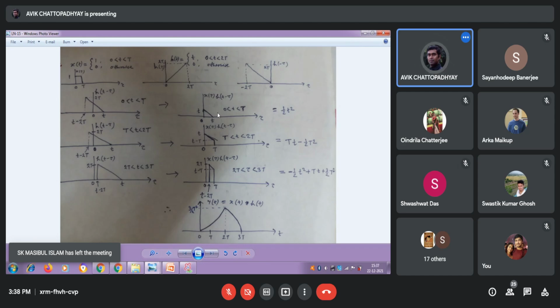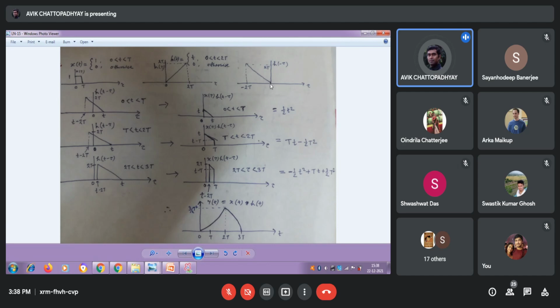So this is half t square from within this range. Now next, if this point crosses capital T, but it is within capital 2T. Before doing the convolution, you know that both signals are time limited, with a finite base. The base for one is 2T, the base for the other is T. So obviously the base of the convolved signal will be 2T plus T, that's 3T, and that we know. So the range will be from 0 to 3T.